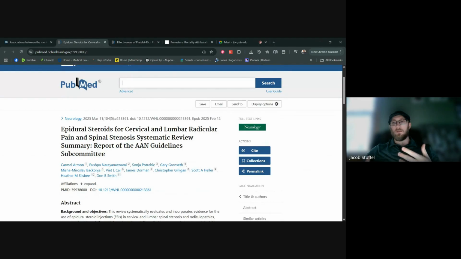So radicular pain and spinal stenosis. First, radicular pain. That is pain that radiates down typically a nervous pathway or a nerve track. And the classic radicular process is going to be a disc herniation in the low back, makes the low back spinal cord and its subsequent nerves angry.